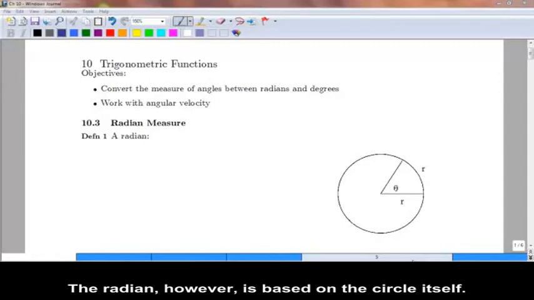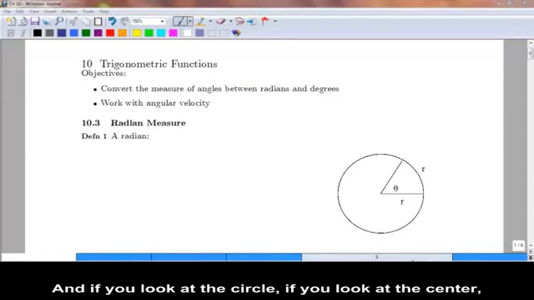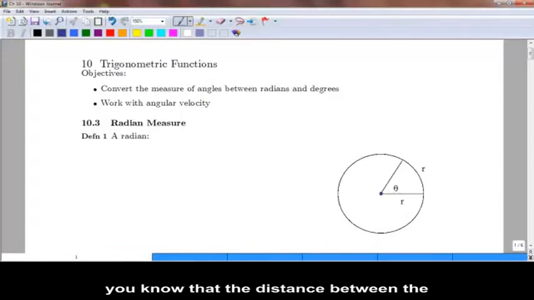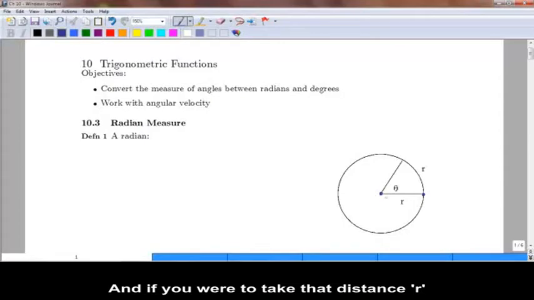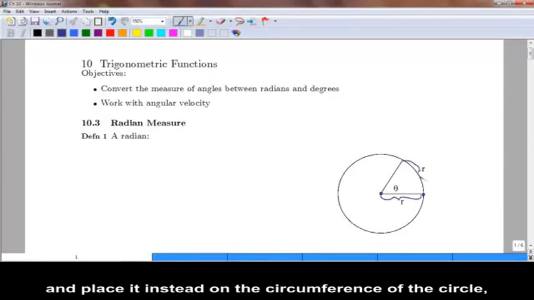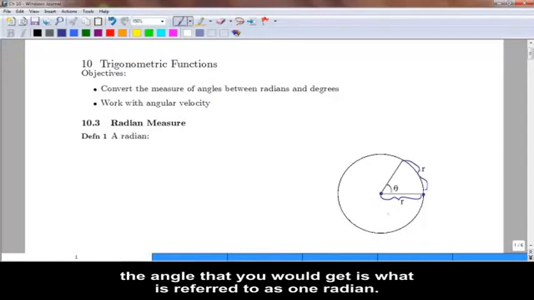The radian, however, is based on the circle itself. If you look at the circle, if you look at the center, you know that the distance between the center and the edge of the circle is the radius. And if you were to take that distance, r, and place it instead on the circumference of the circle, the angle that you would get is what is referred to as 1 radian.